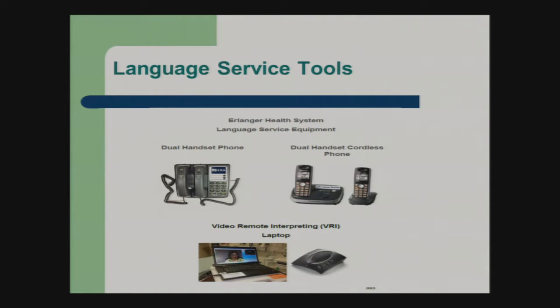The dual handset phone, you can use those in hospital rooms where there is a hospital phone. You can just disconnect that and use this one. So you have a dual handset phone, you dial the number, they'll ask you what language you want, you tell them, and it's very simple. The dual handset cordless phone is usually used in a clinic setting. The base, however, has to be plugged into a fax line. And the dual handset cordless phone has only about a 20-foot range.